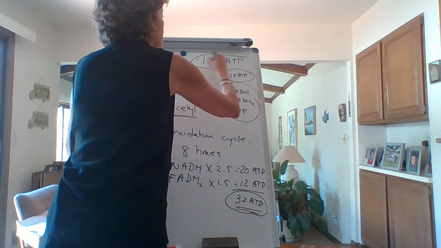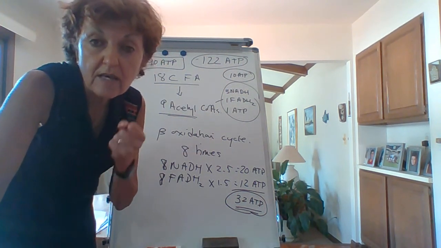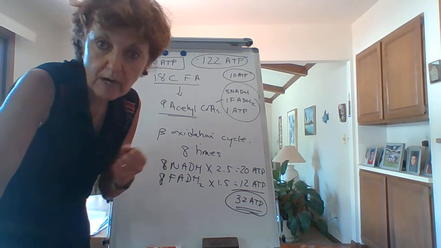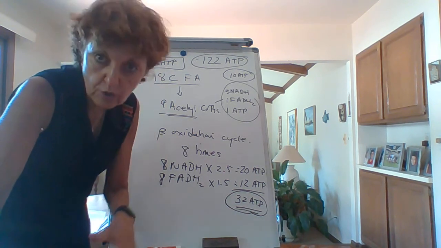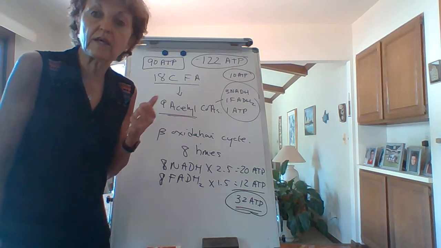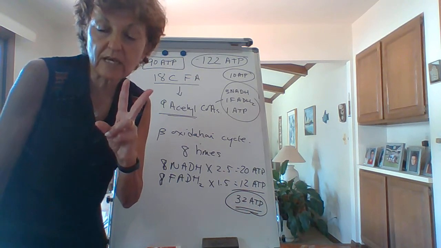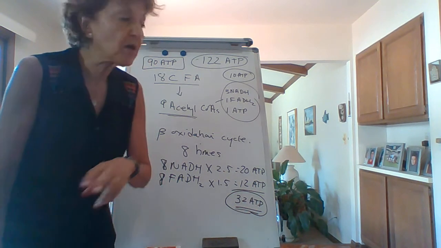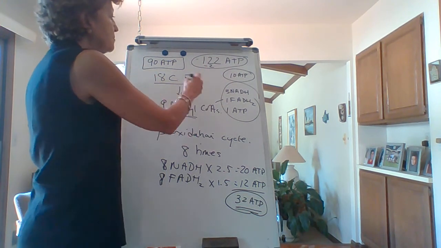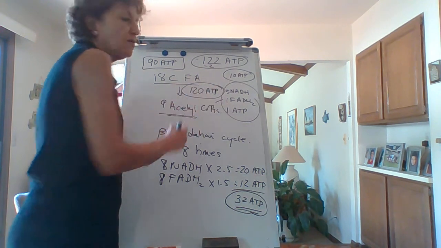But we're not done. Remember how we had to activate the acyl group? We had to activate the fatty acid. Remember how we had an ATP and we broke 2 high energy bonds to produce adenosine monophosphate and 2 inorganic phosphates? So that activation counts as 2 ATPs that we had to put into the system. So we have to subtract 2. Out of this 18 carbon fatty acid, you can produce 120 ATPs.